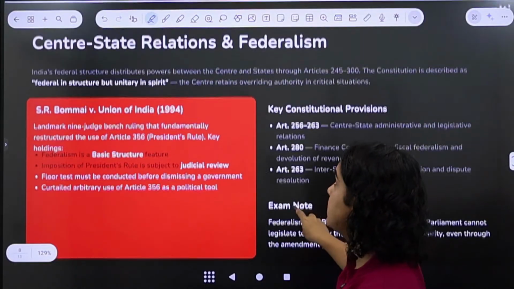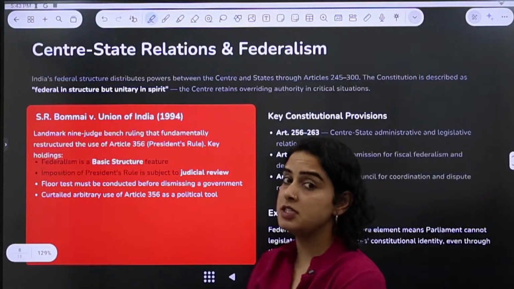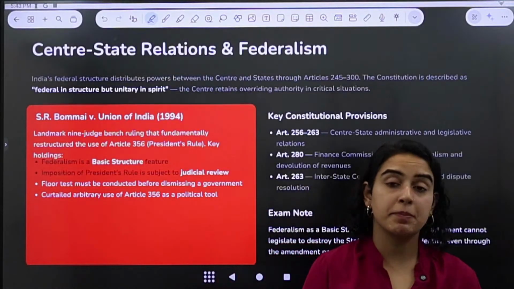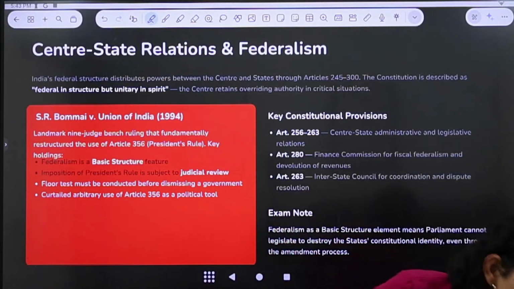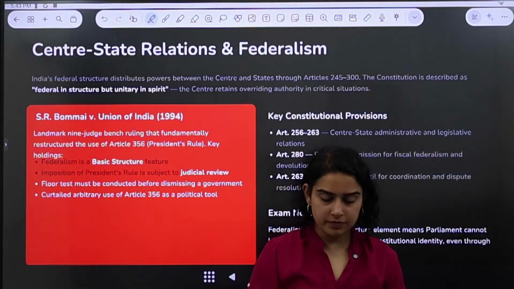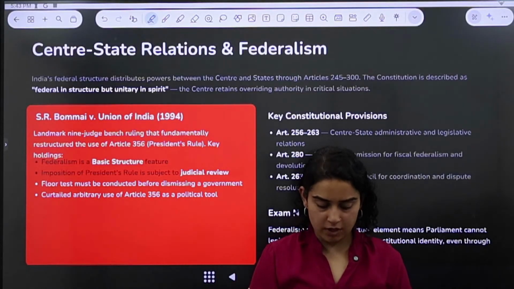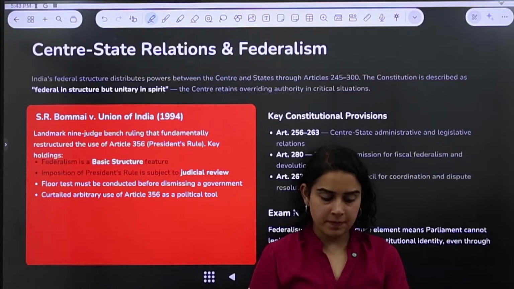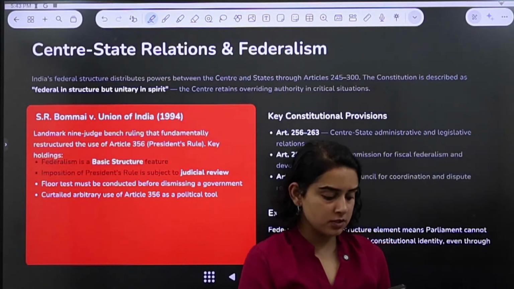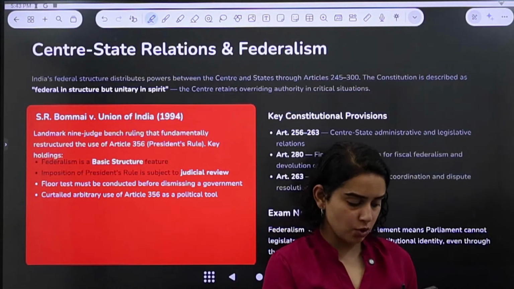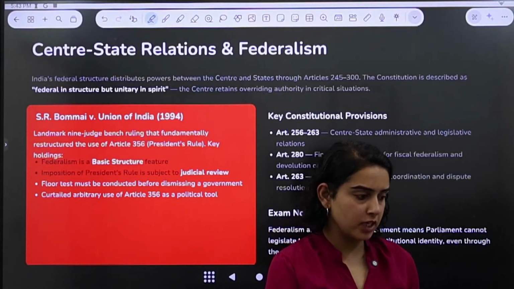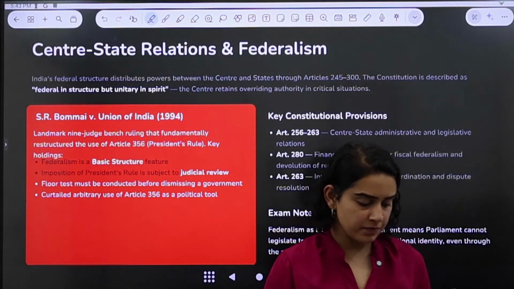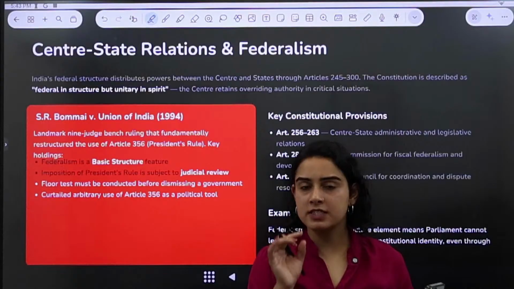Okay, now this is something very important because federalism is basic structure of the Indian constitution, right? I'm not sure if you know what basic structure is. So let's first understand what basic structure is all about, because I've just said this term, so I really want you to understand what it really means, right? So basic structure is really simple.